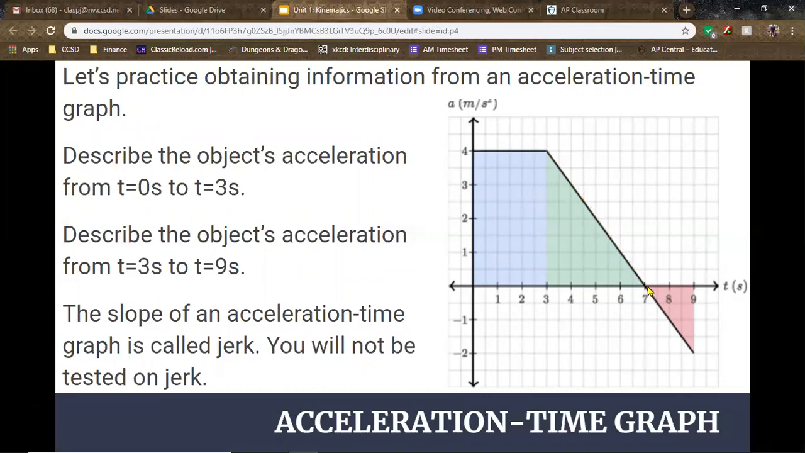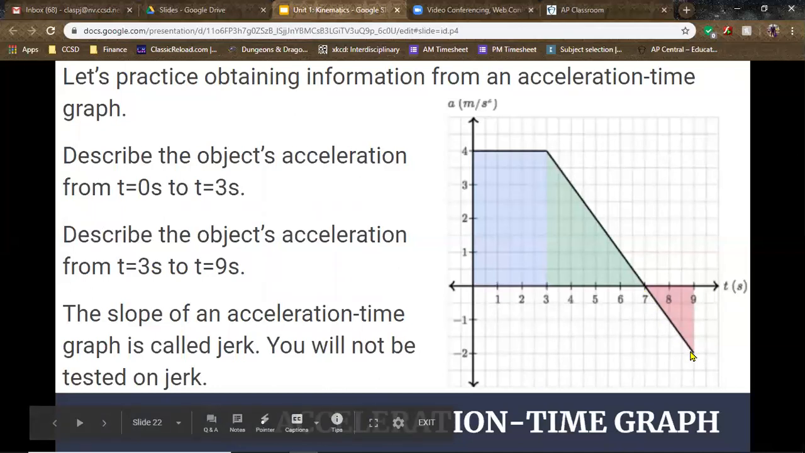Then after 7 seconds, we have negative acceleration that is getting larger. It gets further and further away from zero. So our acceleration is getting bigger after 7 seconds in the negative direction, all right?